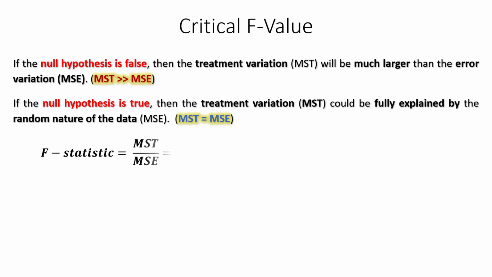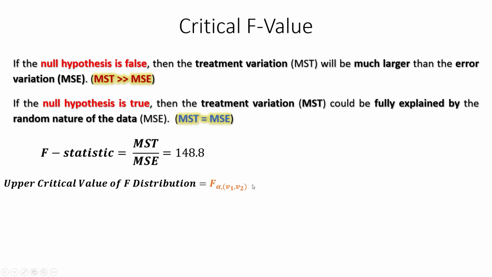Make sense? Okay. So remember, in this particular instance, our F statistic is a really big number. It's 148.8. And the question becomes, do we reject the null or accept the null? We have to do that by comparing our F statistic against what we call the upper critical value, or the right tail critical value, of the F distribution. This is how you write that statistic mathematically: the F statistic at a specific alpha level, and we're going to pick 5%, relative to degrees of freedom 1 and degrees of freedom 2.